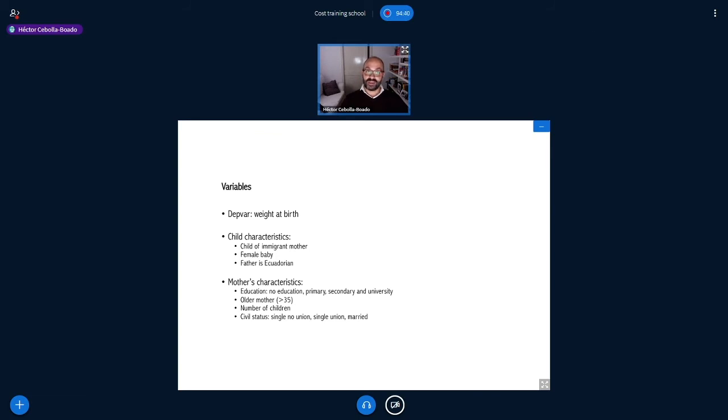The key dependent variable that we want to work with is weight at birth, which is standard. Weight at birth both as a continuous variable, so healthier babies are heavier. Also, avoidance of low birth weight, and low birth weight is babies weighing less than 2,500 grams.